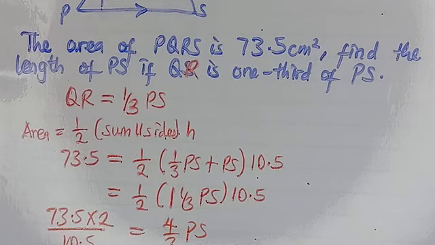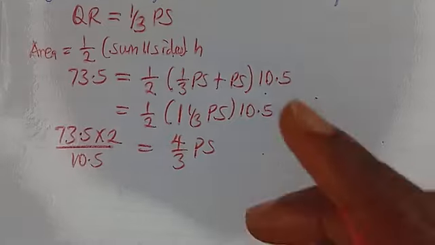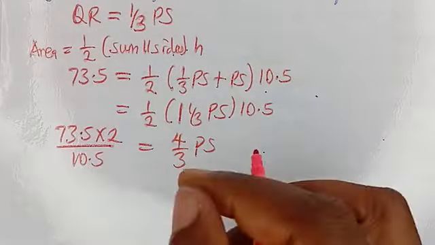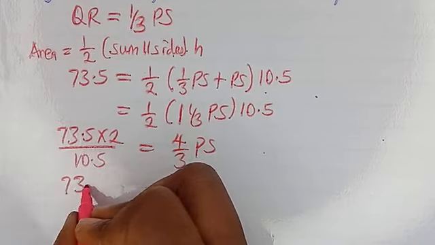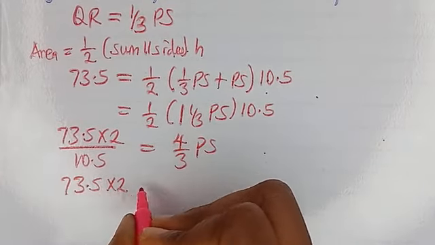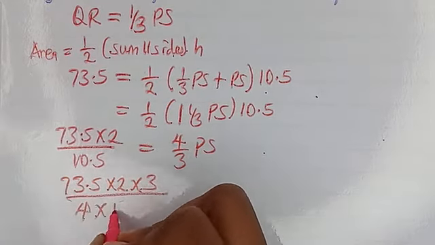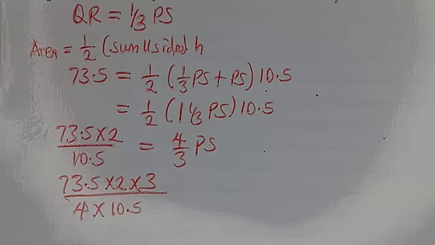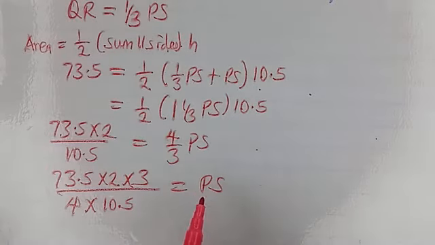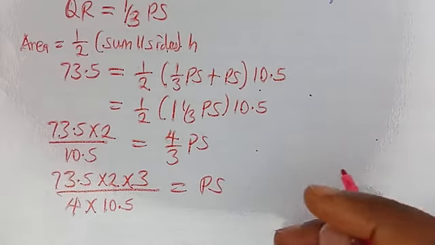So let's still go ahead and collect more like this. That's cross multiply. I know this is getting weird, that's because we wanted to solve without calculator. We have 73.5 times 2 times 3, because 3 comes up, all over 4 times 10.5, equal to PS. Okay, since we insist on solving without calculator, it's doable.